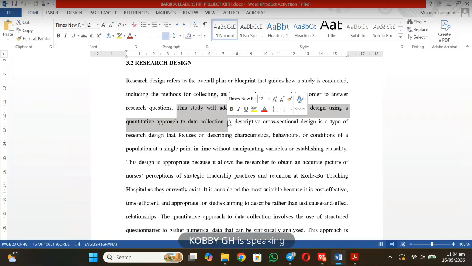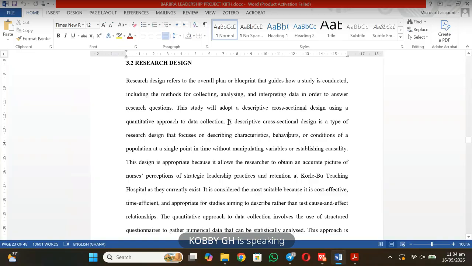But if you are going to use an interview guide, if you are going to do qualitative, you say this study would adapt exploratory research design using qualitative approach to data collection. Then in your next sentence, you define what exploratory research design means before you tell them an advantage. Then you define what qualitative approach to data collection means.